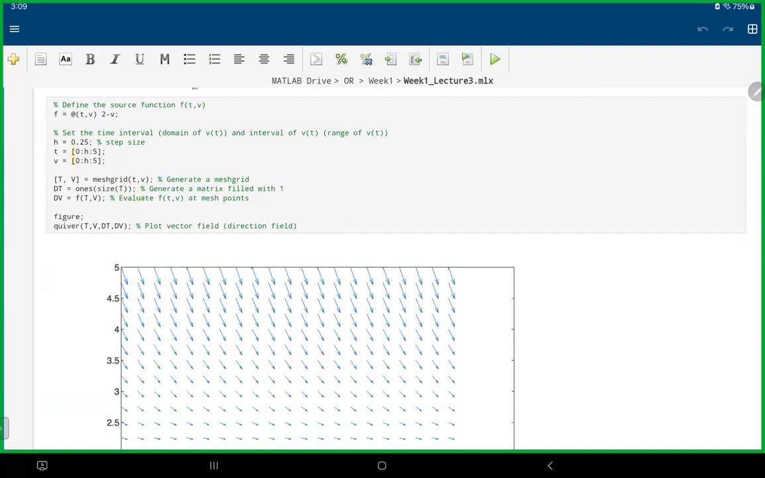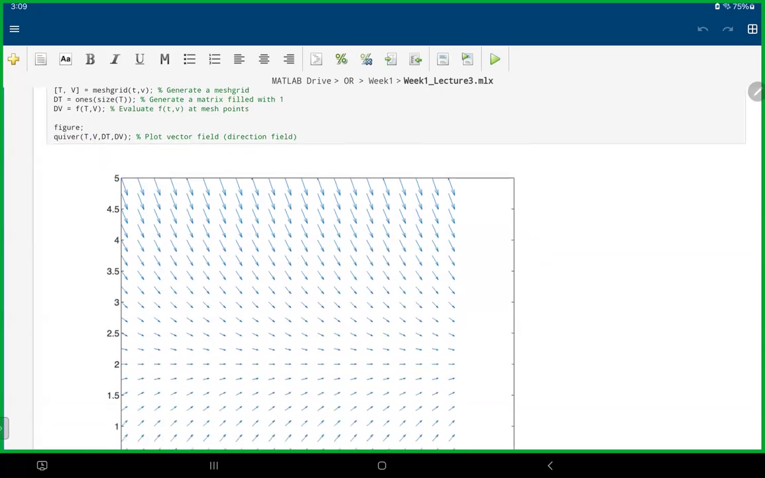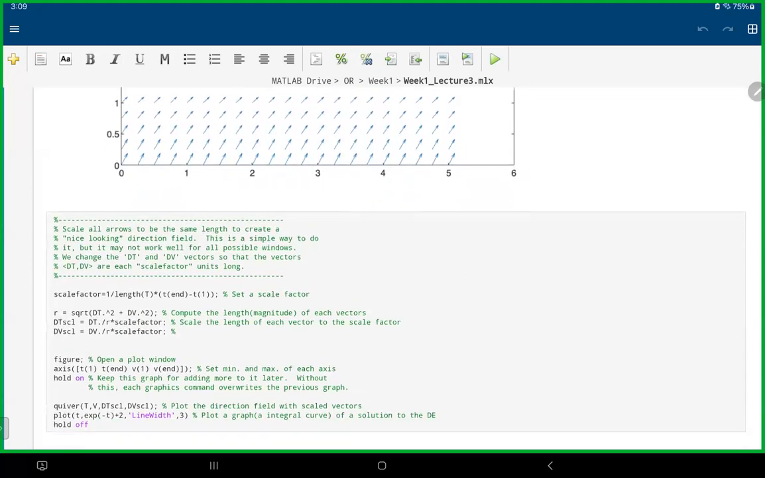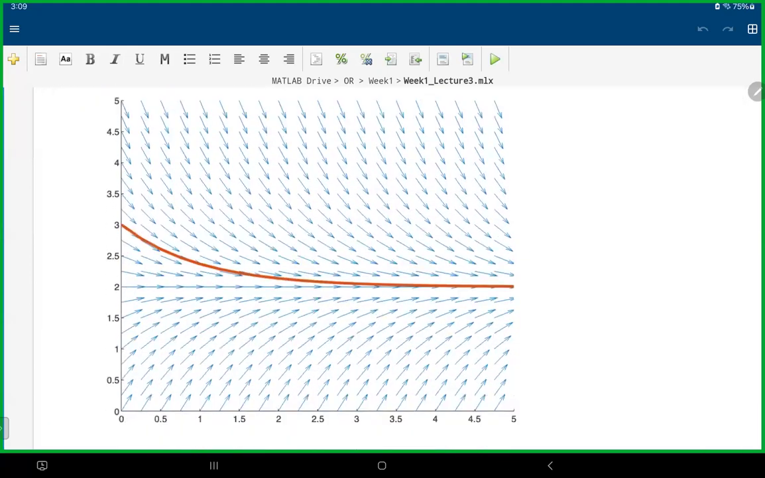We just set the mesh points. Okay, and then we use the command quiver. This is the command to plot the vector field. I know this is one kind of vector field, but specifically in differential equations it is called the direction field, because it gives us the information of the direction of the solution curve. If you have time, just take a look at it. It's so cool.